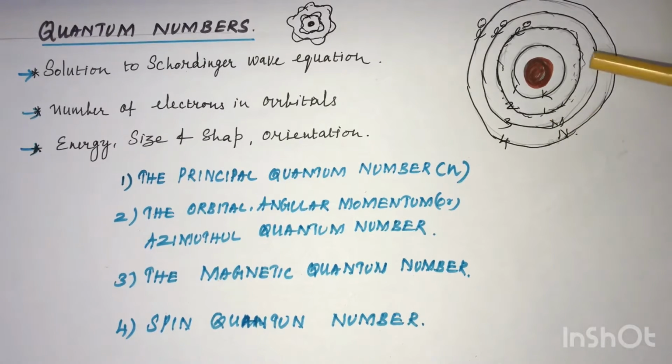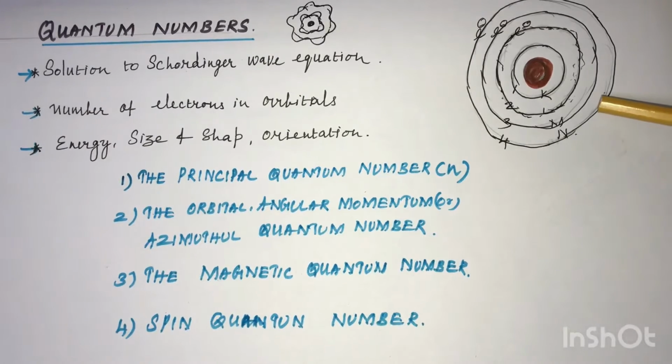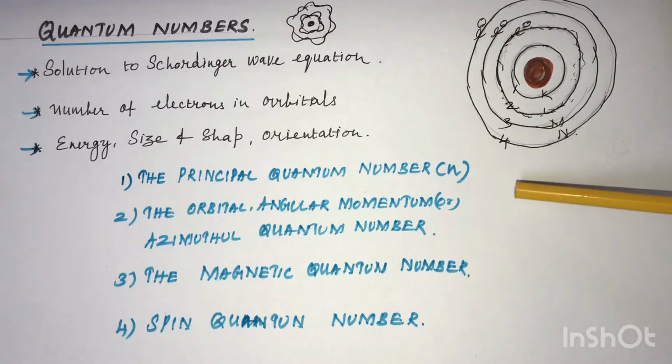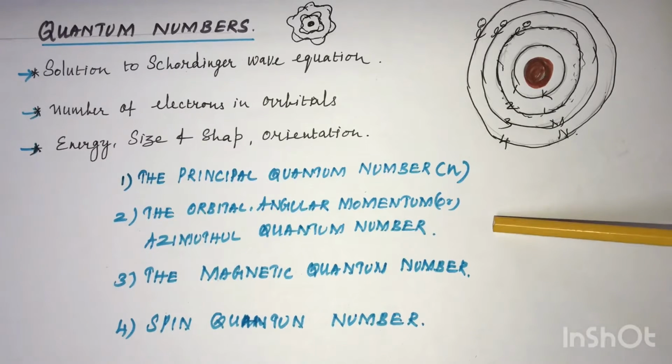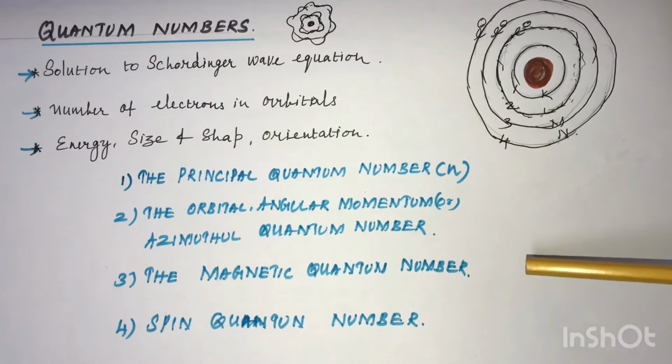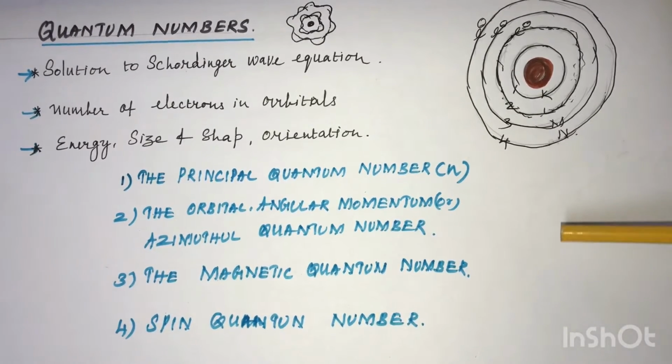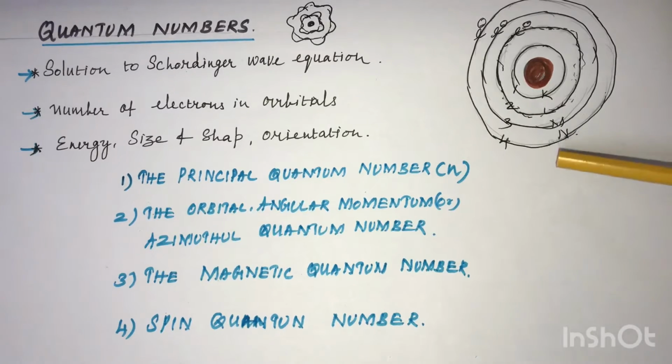Quantum numbers are the address of an electron around the nucleus in an atom. So the number of electrons in an orbit can be calculated, in what main energy level and sub energy level, and their shape and orientation can be calculated by using quantum numbers. There are 4 quantum numbers: the principal quantum number given by the symbol n, the orbital angular momentum or azimuthal quantum number given by l, the magnetic quantum number given by ml, and the spin quantum number given by s. In this video we are going to see the different quantum numbers in detail.